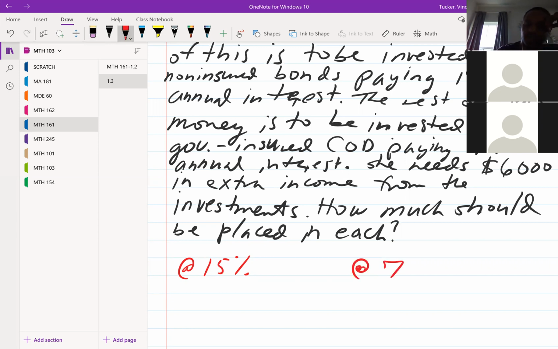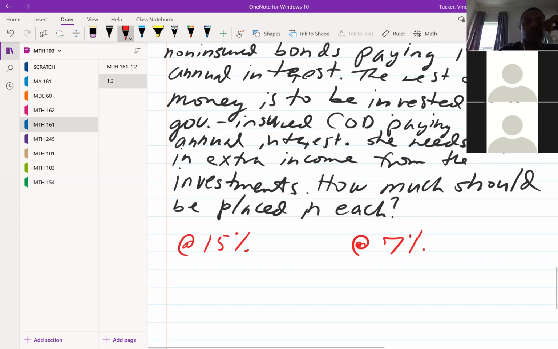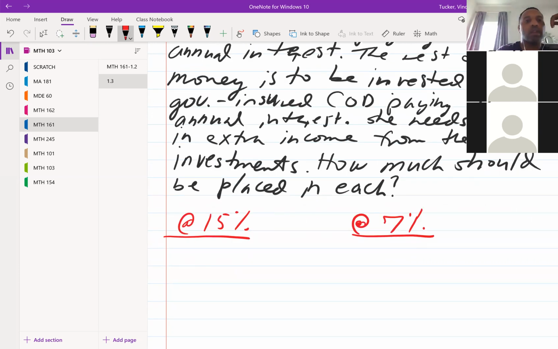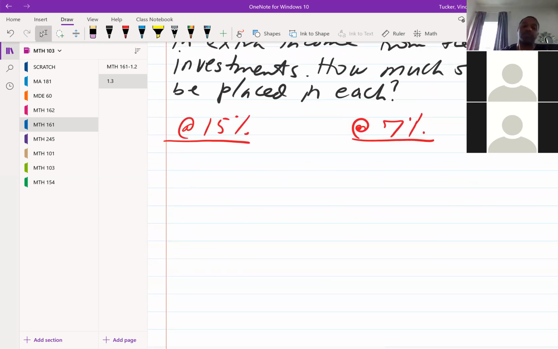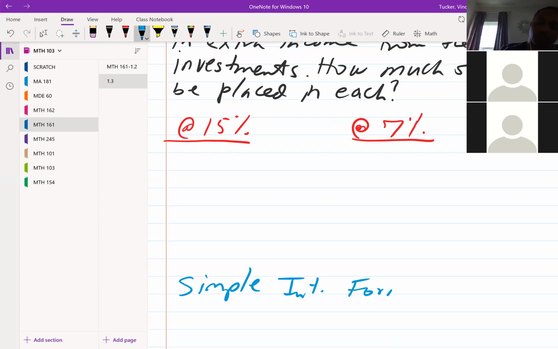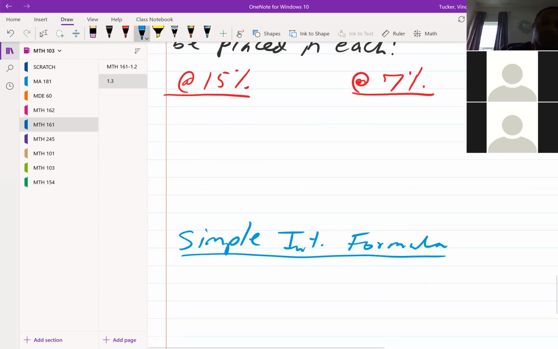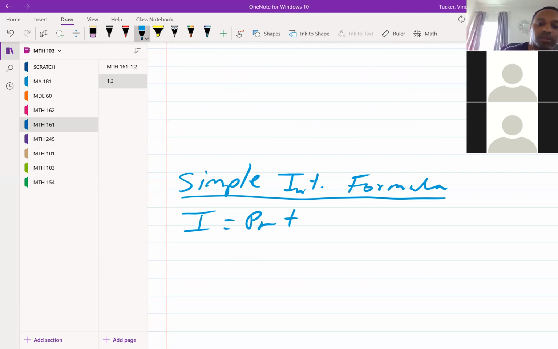All right, so we're looking at 7%. So we have two accounts, one at 15%, one at 7%. Let me scroll down some. So the interest earned, we're basing it on your simple interest formula, which is I equal to PRT. And I'll scroll back up to go to the other part.